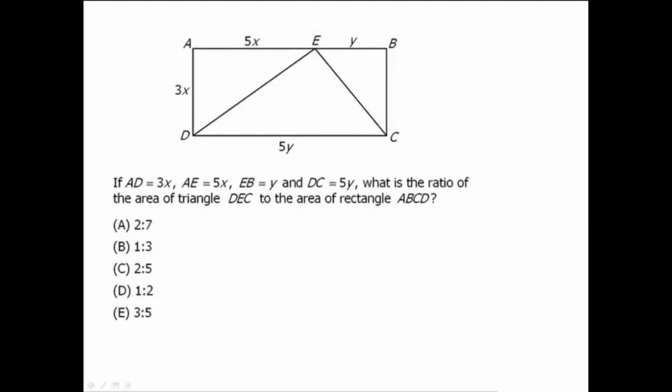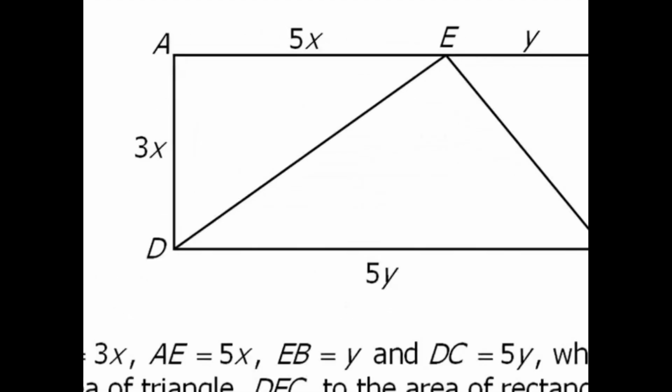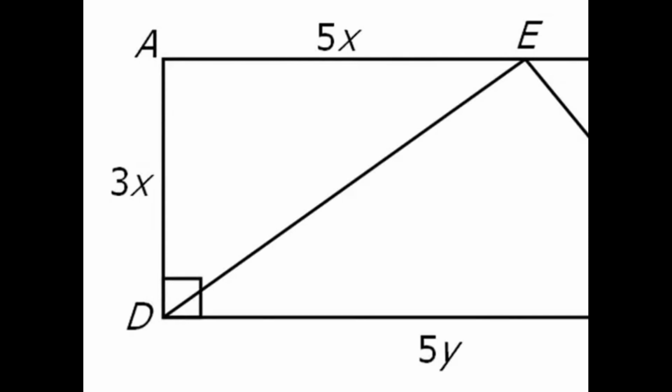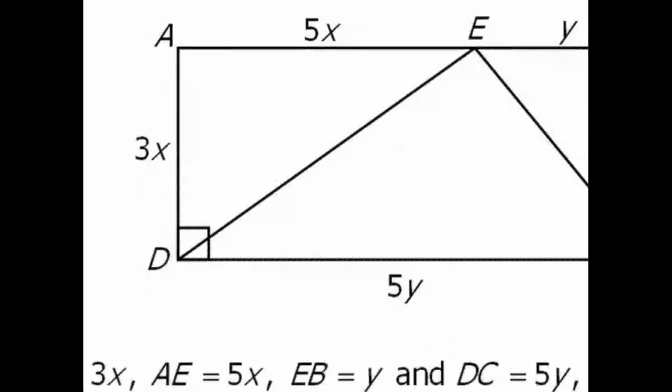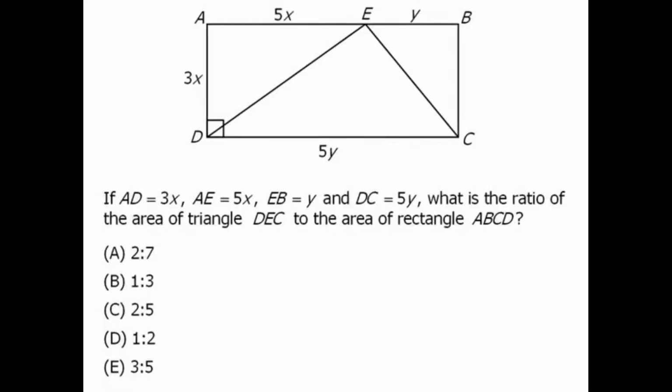To begin, we are told that ABCD is a rectangle. So let's place this 90-degree symbol here to remind us of this. Our next step should be to eliminate the information highlighted. This information is unnecessary for solving the question. It is meant to act solely as a distractor.